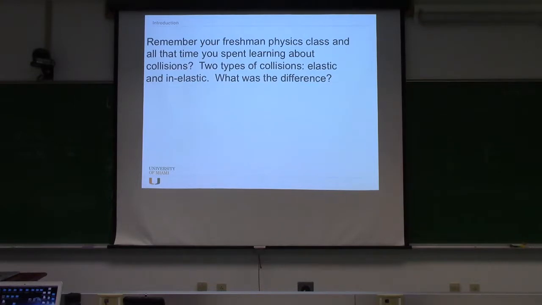Remember, everybody took their physics class, and they seemed to spend forever on collisions and trying to figure out how collisions work. And there were two types of collisions, inelastic and elastic. Do you remember what the deal was? What's the difference between the two things? Anybody remember freshman physics?